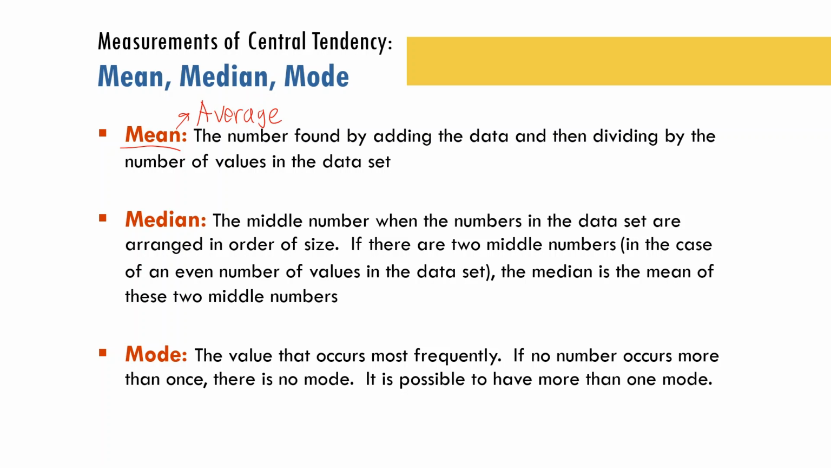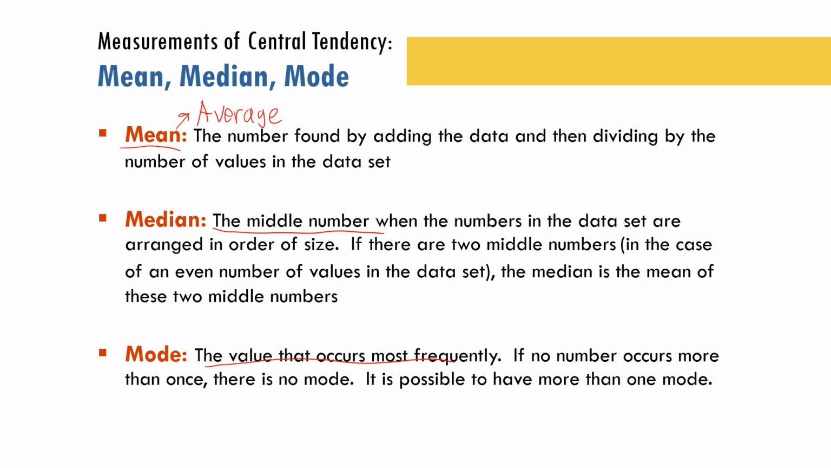If you have two middle numbers in the data set, you have to add them and divide by 2. And mode is the value that occurs the most frequently. But if there is no number that occurs more frequently, we say that there is no mode. And there is a possibility that you can have more than one mode. You can have 2 or 3 modes. Alright, so this is just the definition.